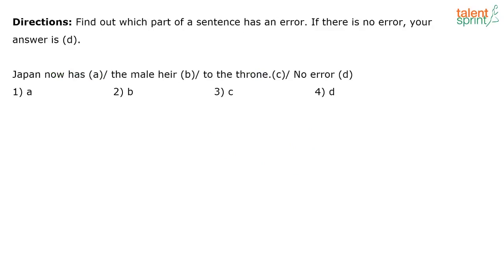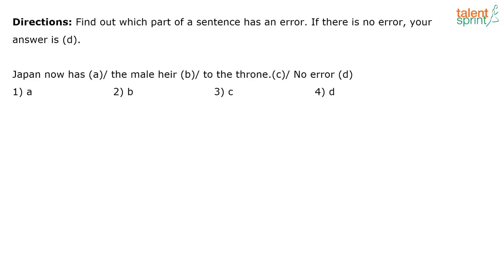Let's move. Japan now has the male heir to the throne. Where is the error? He's rich enough to tour the world. Yes. Not "exaggerately," but "extravagantly." Use the right choice of words. They are rich enough to spend extravagantly. He's rich enough to buy whatever he wants.